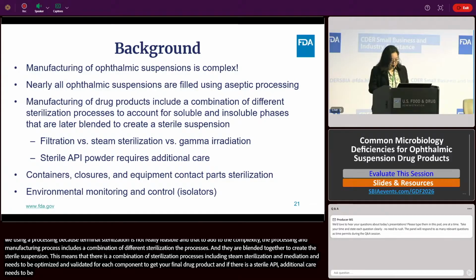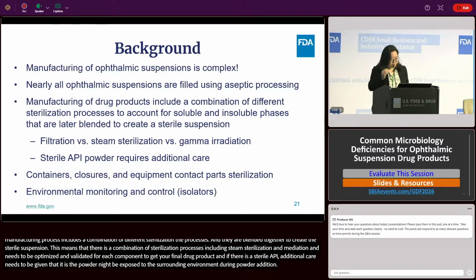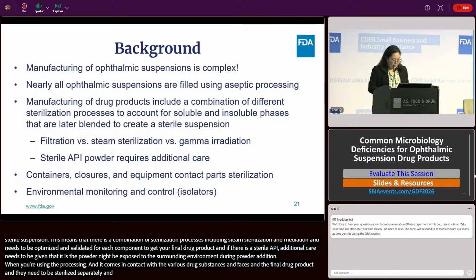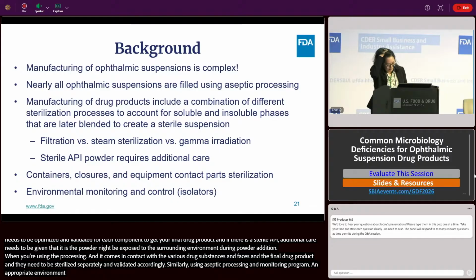Not only that, because we're using aseptic processing, the containers, closures, and equipment contact parts that come in contact with the various drug substances, the excipient phases, as well as the final drug product, need to be sterilized separately and validated accordingly. And similarly, an environmental monitoring program with controls should be in place to ensure an appropriate environment for aseptic filling to occur. This can mean that equipment such as isolators is used to improve the overall environmental control.